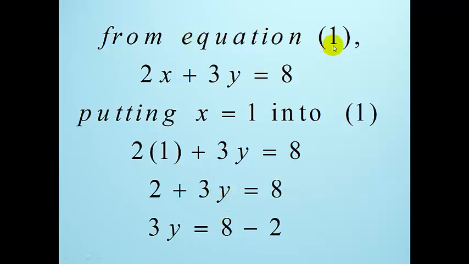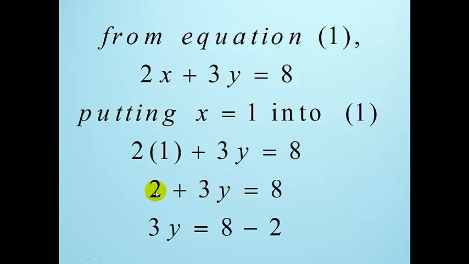Now, from equation 1, 2x plus 3y is equal to 8. After calculation, we had x equals 1. So we are now going to put x equals 1 into equation 1. We are going to substitute 1 wherever we see x in equation 1. From equation 1, we have 2x plus 3y equals 8. Substituting x equals 1, we have 2 times 1 plus 3y is equal to 8. 2 times 1 equals 2, plus 3y equals 8. Now, we are solving for y.